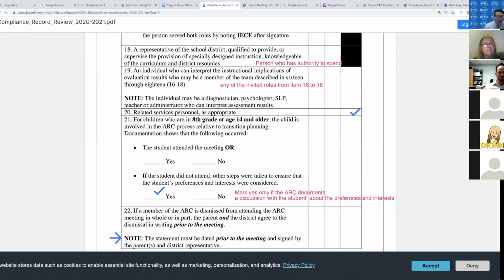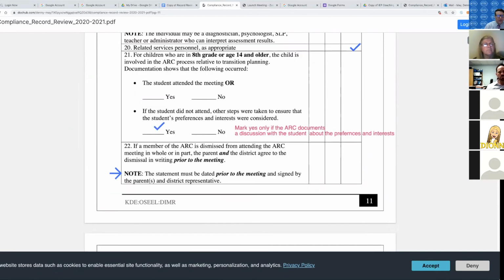So that's why we need to invite them, or we need to have a blurb in the conference summary that says how we included that student's interest. Now that can be talking about the ILP, that can be talking about the development of the multi-year course of study, and that's very important when you're talking about compliance. Now we get to 22.